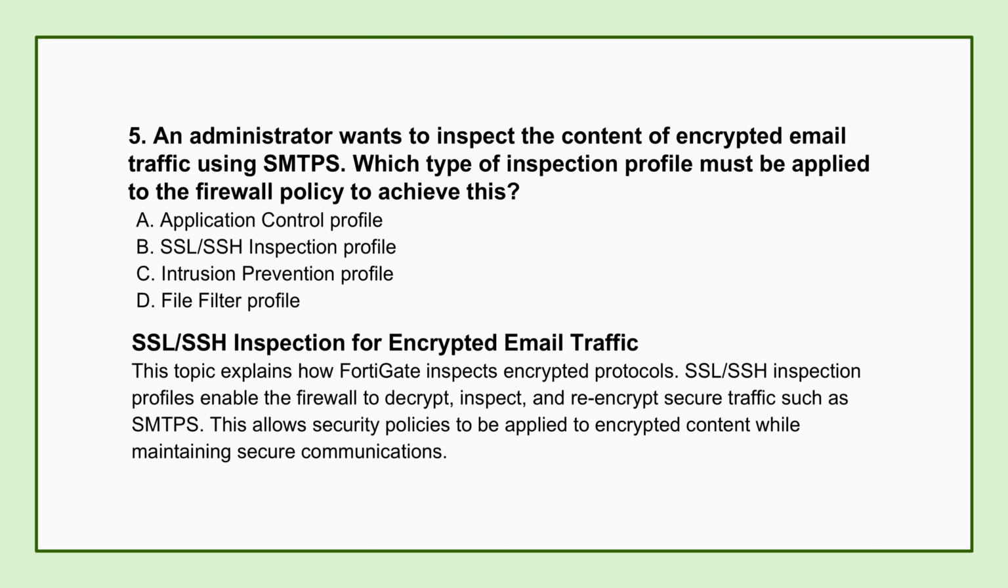Okay, let's talk inspection. So we've allowed the traffic with a policy, but if it's encrypted, and almost everything is now, from web traffic to SMTPS email, the firewall can't see inside. What profile is required to get that deep content inspection? To do any deep content inspection on encrypted flows, the security policy has to have the SSL/SSH inspection profile applied. That's a non-negotiable requirement. Wait, so the firewall has to temporarily become a transparent man in the middle. It intercepts the encrypted traffic, decrypts it, applies all the security checks, and then re-encrypts it before sending it on.